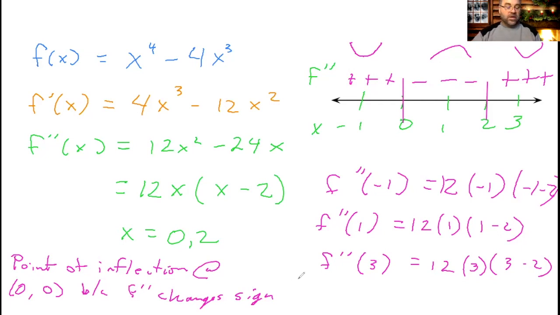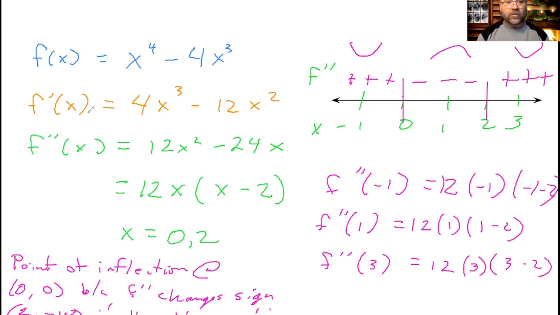Similarly, if you were to plug in the point 2, you would get negative 18, and that would be the other point, 2 comma negative 18, similarly because f double prime changes sign. So that's what the information from our second derivative tells us.